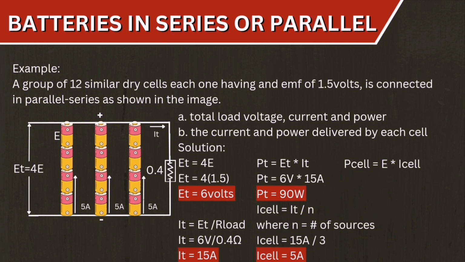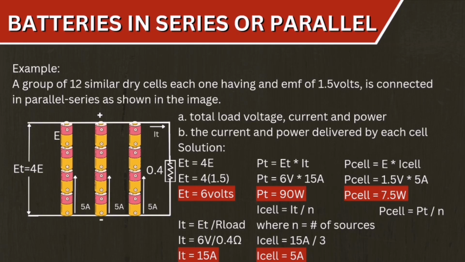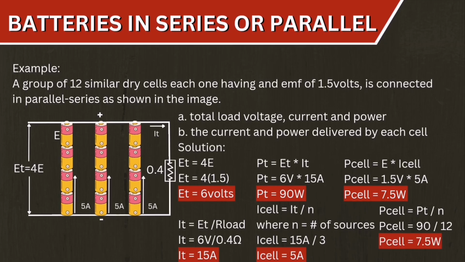Lastly, guys, the power in each cell can be solved by P cell is equal to E times I cell. So substituting the given values, P cell is equal to 1.5 volts times 5 amperes, which results in 7.5 watts. Another way to solve for P cell is P cell is equal to P sub T divided by N, where P sub T is the total power and N is the number of voltage sources. So P cell is equal to 90 divided by 12, which is equal to 7.5 watts.